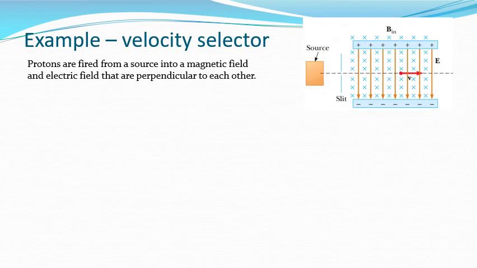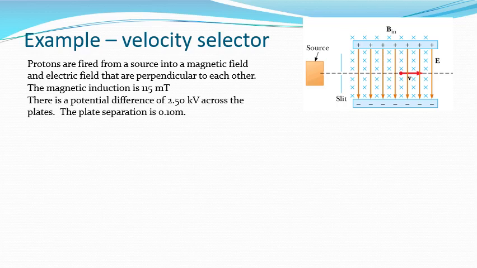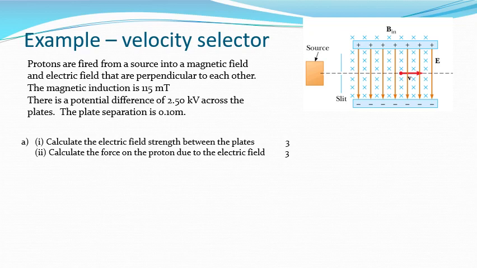So what might this look like? We've got protons being fired from a particular source into a magnetic field. Now, of course, for them to be fired, there would need to be an electric field to accelerate them. But we're just focusing on the section that has the electric field and the magnetic field perpendicular to each other. We're given a value for the magnetic field strength and the potential difference and the plate separation for the electric field. Calculate the electric field strength.